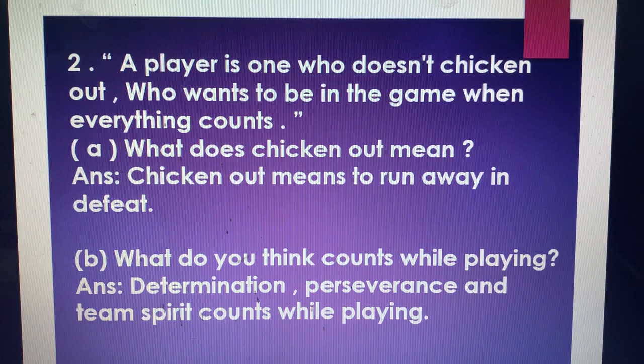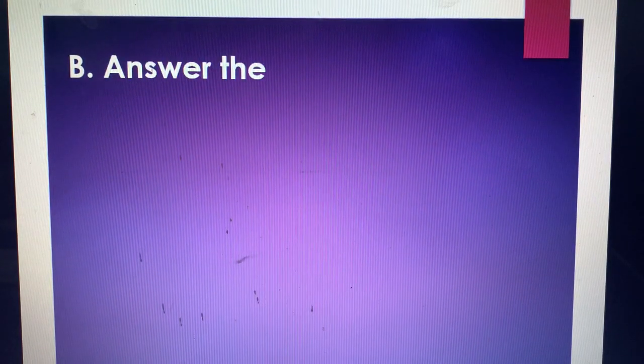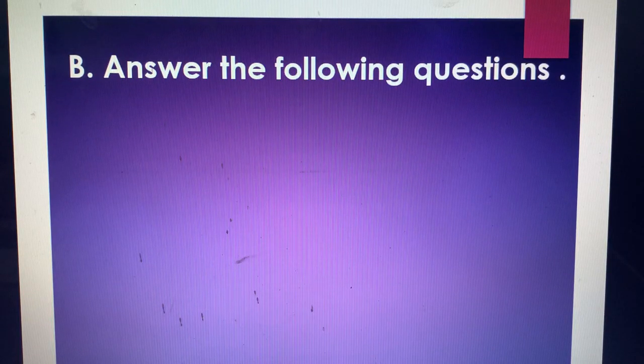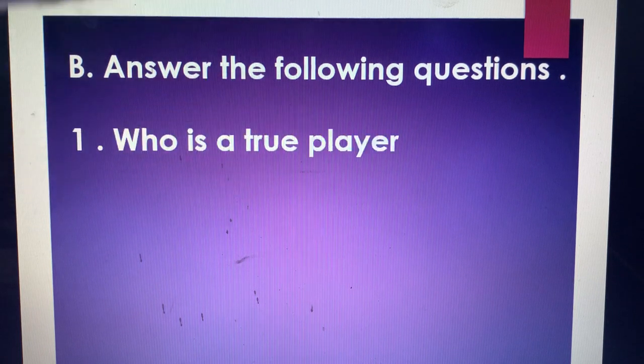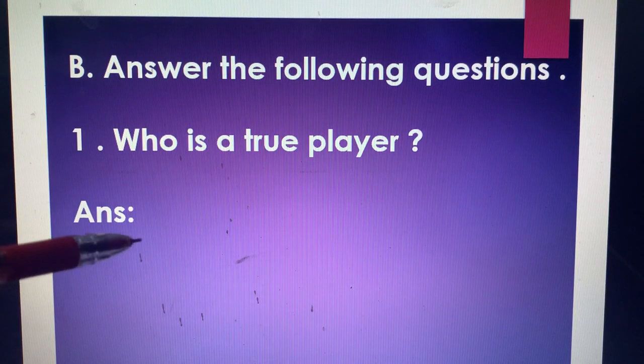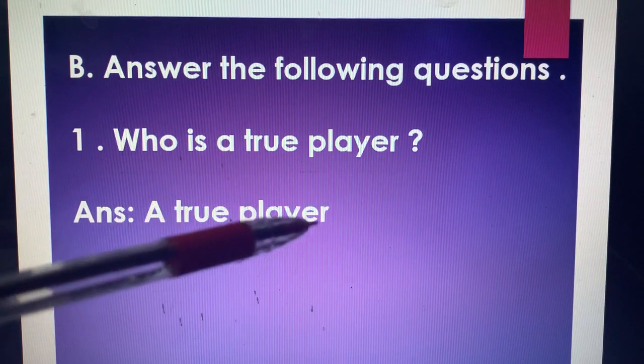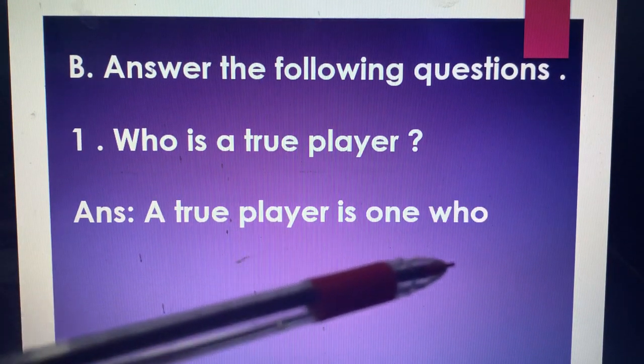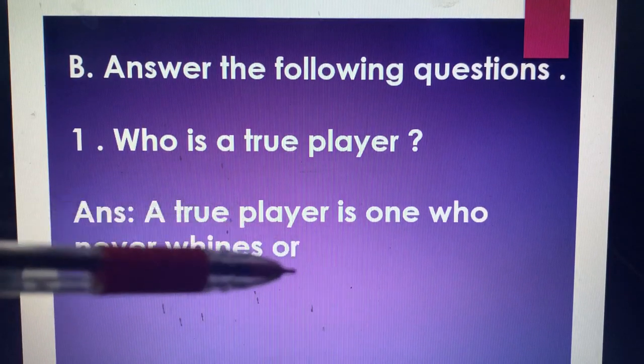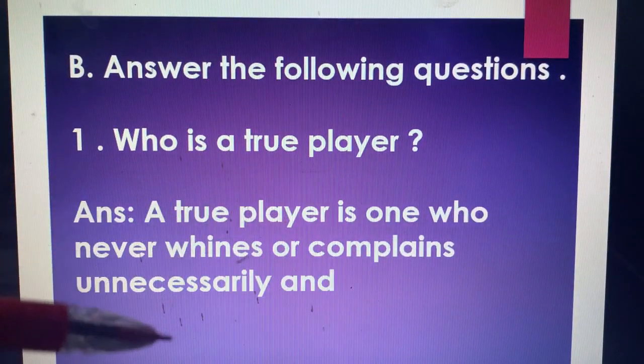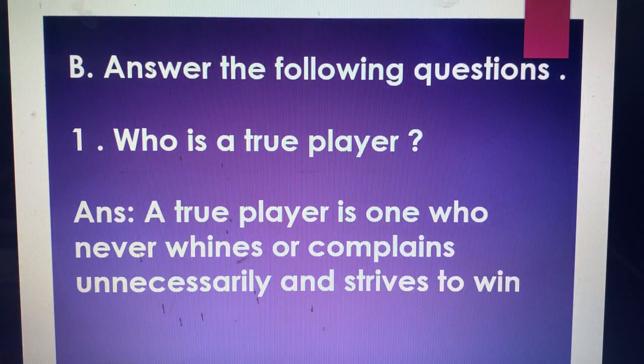So the next is, let us proceed further. This is the B part and these are the question answers. Answer the following questions. The first question is, who is a true player? Who is a true player? So the answer is, a true player is one who never wins or complains unnecessarily or strives to win.